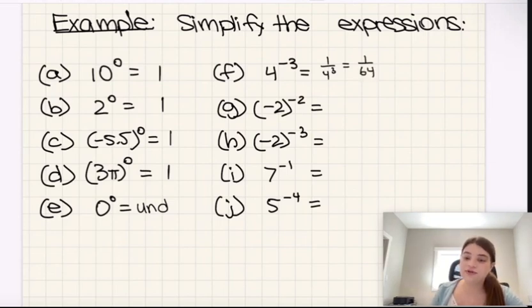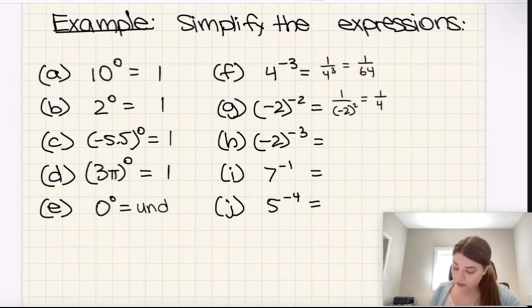Then we have negative 2 to the power negative 2. So again, we take the reciprocal, 1 over negative 2 squared. And what is negative 2 squared? Well, that would be negative 2 times negative 2, which is 4. So the answer is 1/4 here.